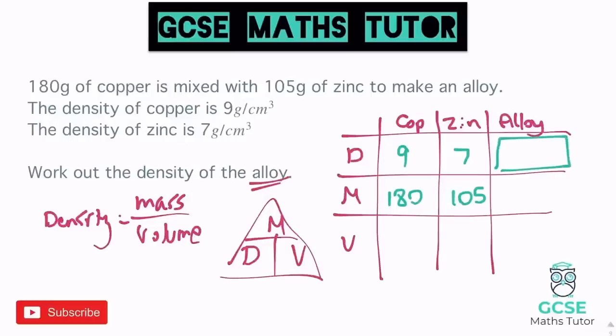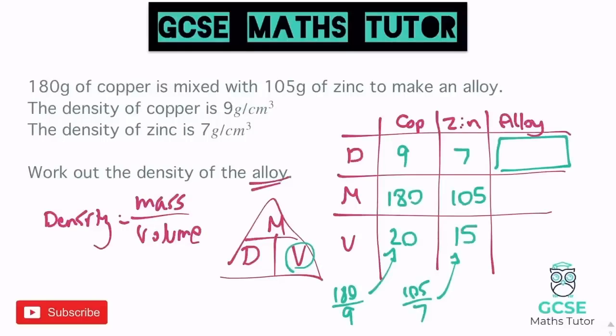Now we can't add these densities together because the density is going to change as they're mixed together. So if one's 9 and one's 7, the density is going to be somewhere in between that. But what we can work out is the volume of the copper and the volume of the zinc. So looking at your formula, to get volume, we would do mass divided by density. So I'm going to do 180 divided by 9 for this one, which gives us a volume of 20. And for the zinc, I'm going to do 105 divided by 7. And 105 divided by 7 is 15.